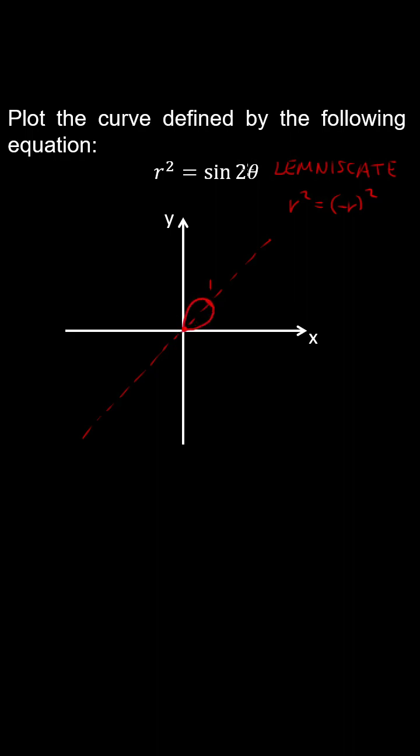And if you go beyond pi on 2, so for example, an angle of 3 pi on 4, then what you'll get is sine 3 pi on 2, which is negative 1, and then square root of negative 1 is not defined. So the lemniscate is not defined in this quadrant over here. And by symmetry, the other half of the lemniscate looks something like this.